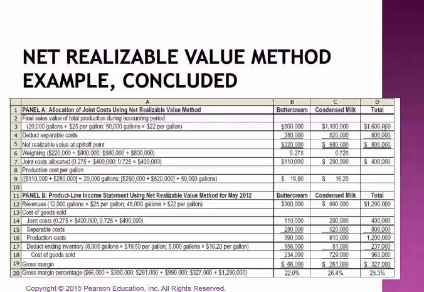We're going to deduct the separable cost on a per item basis. Buttercream had an additional $280,000 incurred to get it from cream to buttercream, so we're going to subtract that $280,000 from the $500,000 in order to get its net realizable value at the split off.